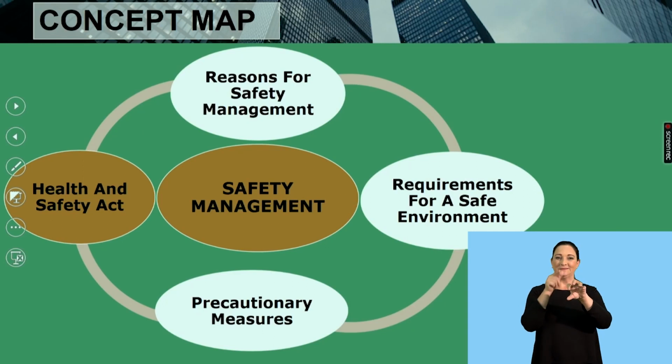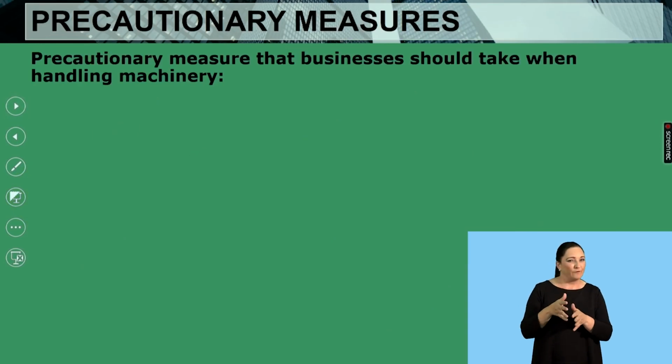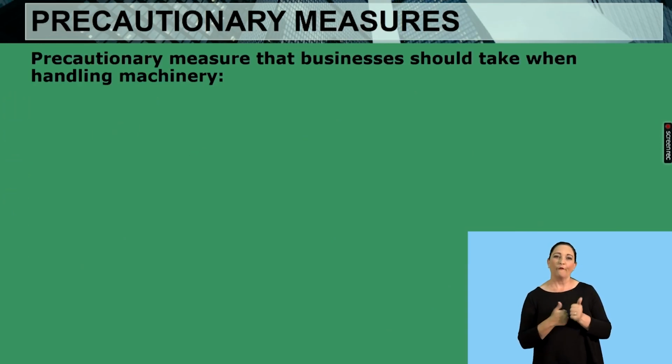Now let's look at our next concept, which is called precautionary measures. Here we are looking at the precautionary measures that businesses should take when they are handling machinery. Now remember, grade 11s, that in some businesses it is a requirement to use certain heavy machinery. This machinery can cause harm to employees if it is not handled properly.